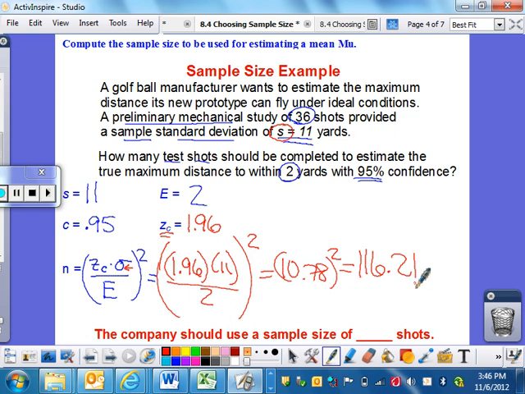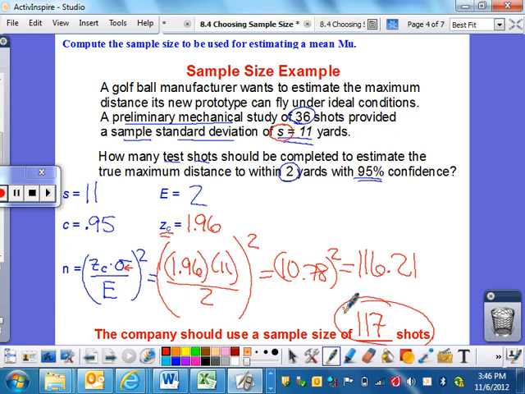equals 116.21. So we need 116.21 shots with a machine hitting this golf ball. Well, I can't do 0.21 of a shot, so what you need to do is always, always, always round up. So your answer would be 117 shots. That's how many times we should hit that golf ball before we can make a statement about it, given the standard deviation, given our error is within 2 yards, and given we want to be 95% confident.